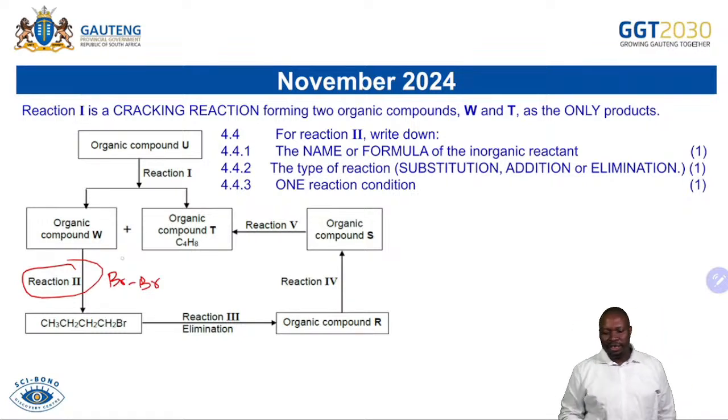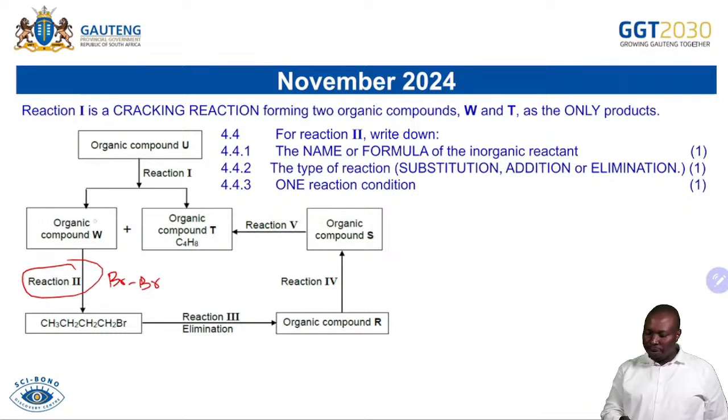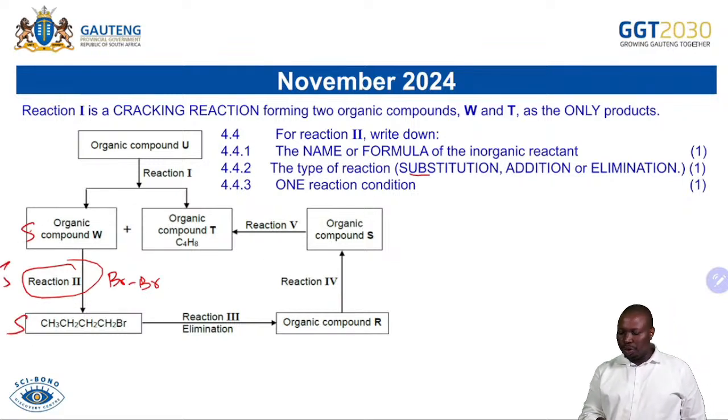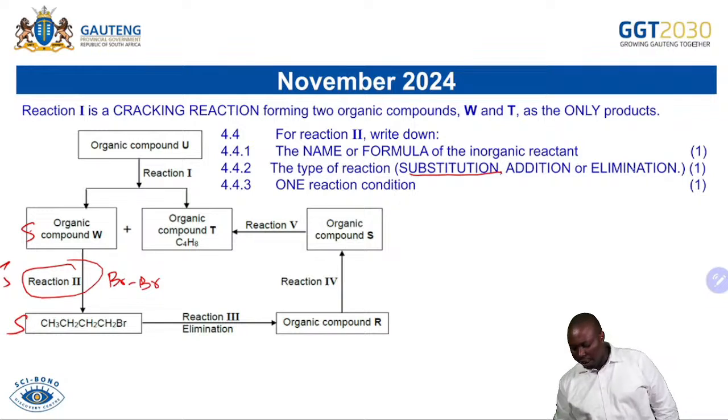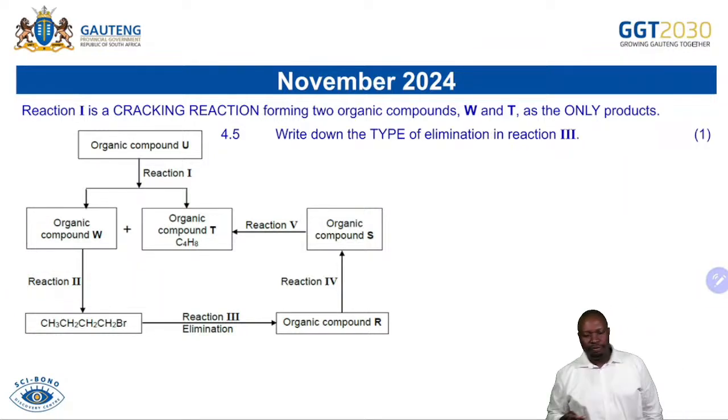The type of reaction, is it substitution, addition, or elimination? We said this is saturated, forming saturated. That is triple S. That is substitution. And then you are able to get your mark. Look at how you can collect these marks if you've done the right thing.